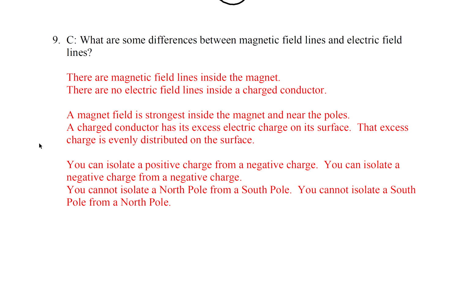You can isolate a positive charge from a negative charge. You can isolate a negative charge from a negative charge. You cannot isolate a North Pole from a South Pole, and you cannot isolate a South Pole from a North Pole.